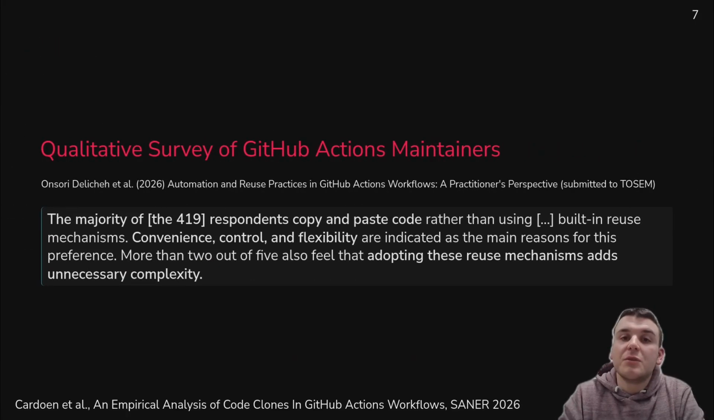In a recent qualitative survey we have conducted with 419 GitHub Action practitioners, we found that most of them prefer to copy-paste rather than using the built-in reuse mechanisms of GitHub. They feel that copy-pasting is more convenient and gives more control and flexibility, while using the reuse mechanisms adds unnecessary complexity to the project. Seeing that most respondents prefer to copy-paste, we expect to find a lot of clones in workflows. This led us to ask 4 research questions.